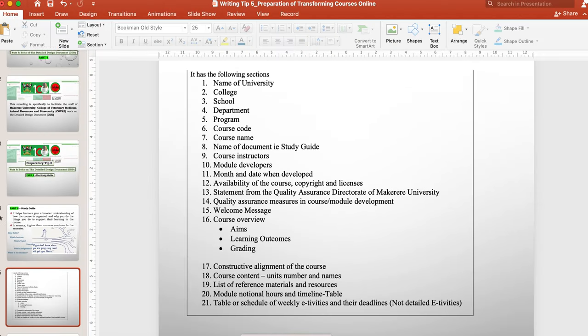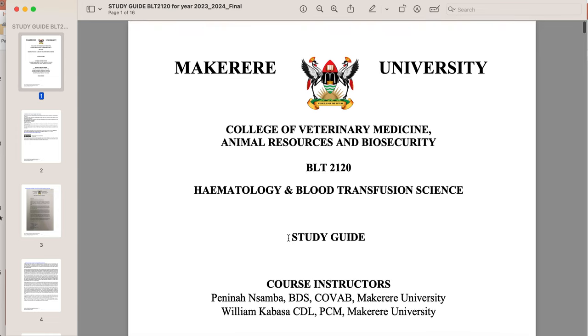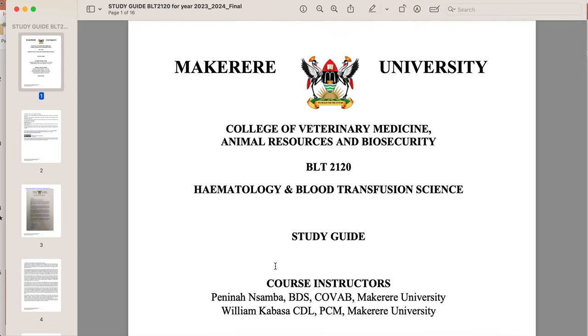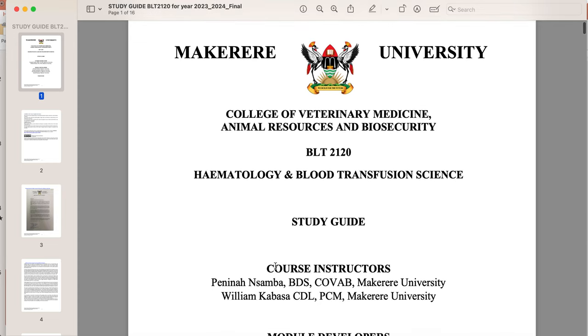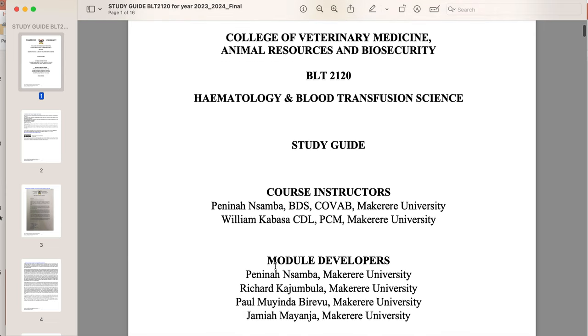So we're going to look at an example of a study guide. The study guide actually indicates the university, the institution, college, code of the course, name of this course, and the fact that it's a study guide. And we also put the course instructors. So much of this we got in the first part of our DDD. So we are just extrapolating and getting it into this format.